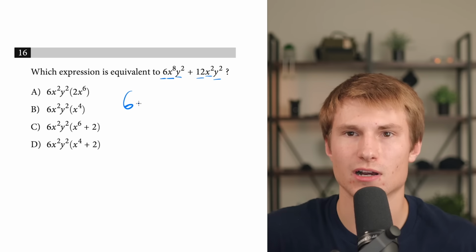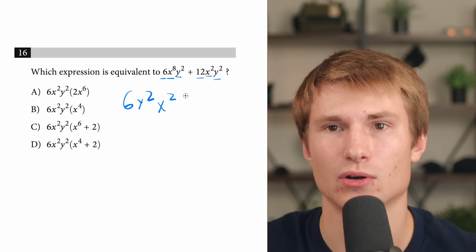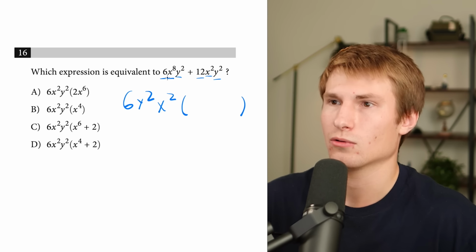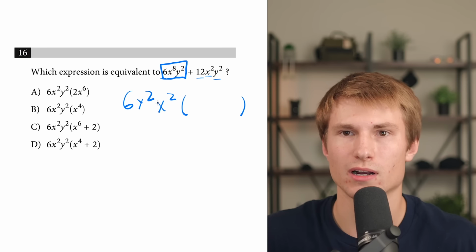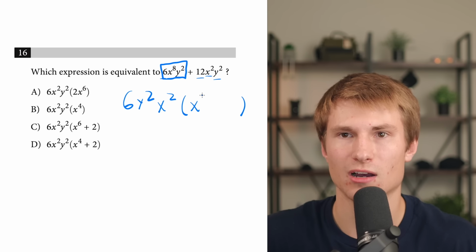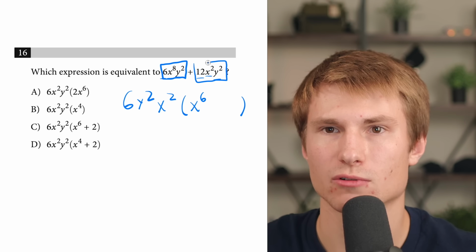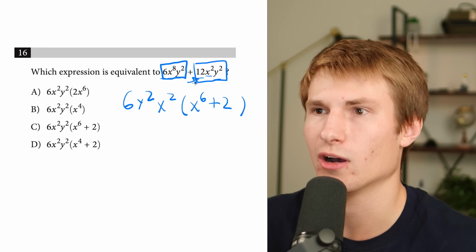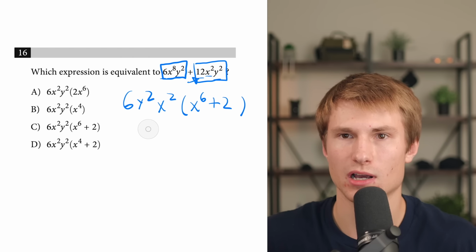So let's go ahead and factor out 6. We know we have y squared because that's in both. We know we have x squared because that's in both. And now we have to figure out what we're also going to multiply that by. In order to get this first value of 6 times x to the power of 8 y squared, we would have to multiply by x to the power of 6. And then over here with this plus 12x squared y squared, we would also have to multiply by 2 in order to get this 12. But the x squared and y squared are already taken care of over here. So we've gone ahead and factored this.